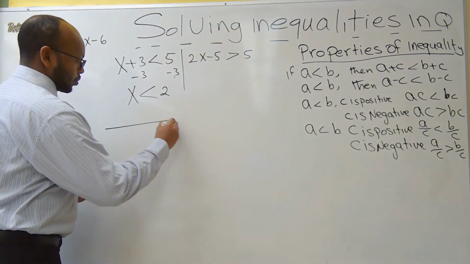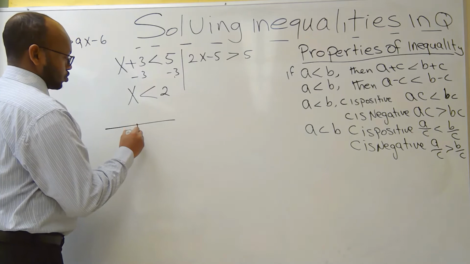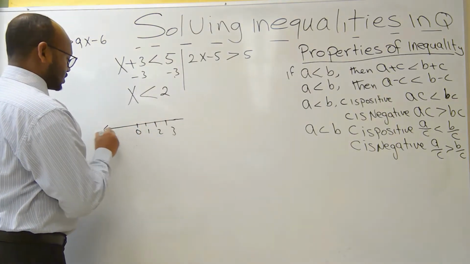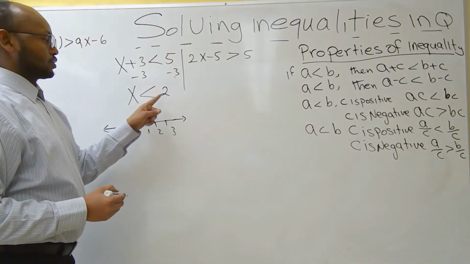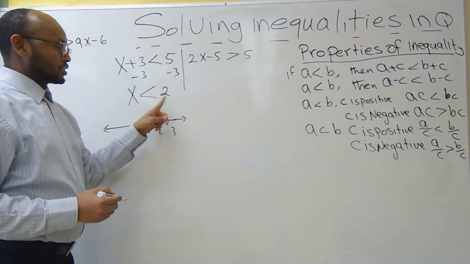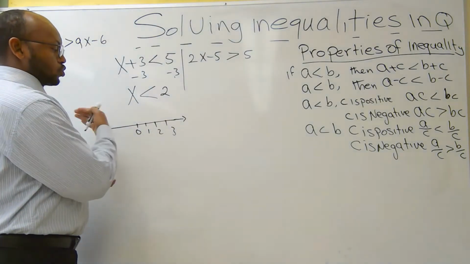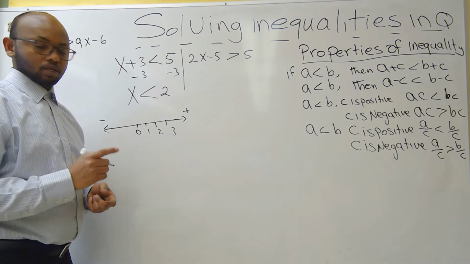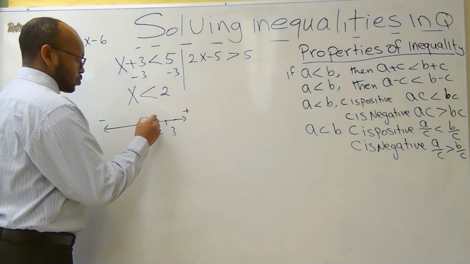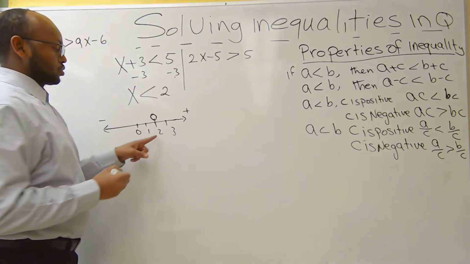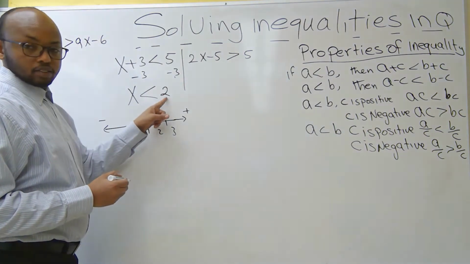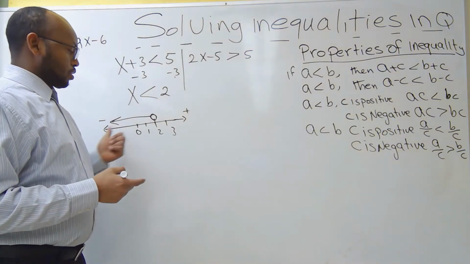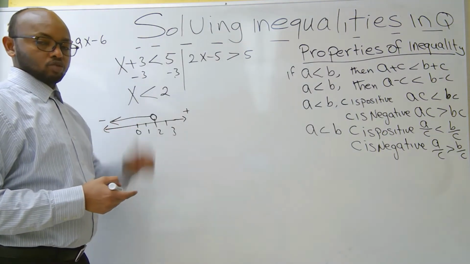How do we show it? We make the number line. So here is 0, 1, 2, 3. My answer is numbers that are less than 2. Where is less than 2? It goes to the left side. This is the positive side, and this is the left side of the number line. So my answer starts from here with an open circle, because 2 is not included in the answer, and goes this way. Any number less than 2 is my solution.